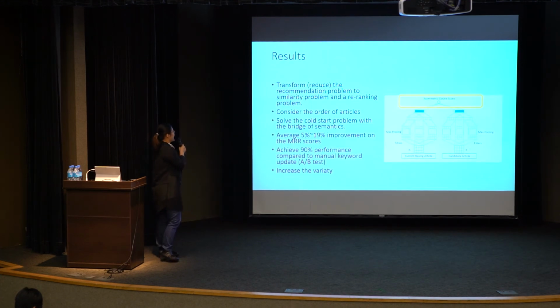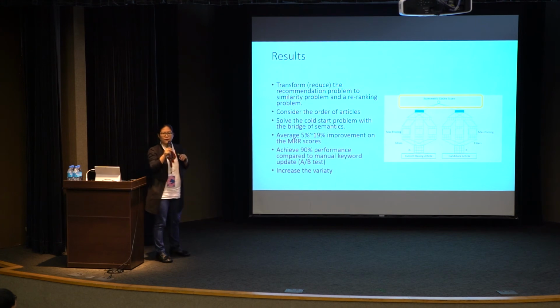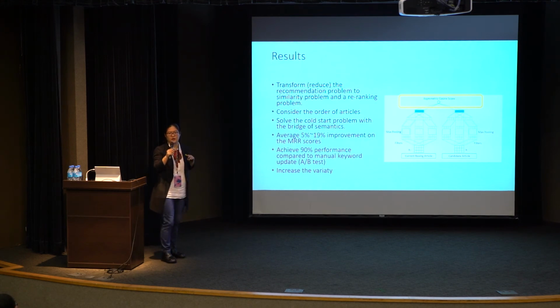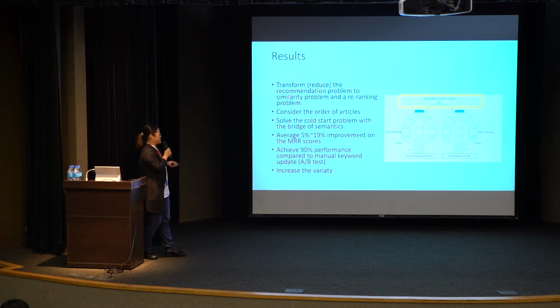So we actually transform this recommendation problem, or you can say reduce it, to a similarity matching problem or a re-ranking problem, because most commercial systems still use an IR-based architecture. We consider the order of articles. It makes our model better. And in our experiment, we achieve an average 5% to 90% improvement on the mean reciprocal rank scores compared to the state-of-the-art item-based model. And we even did an A/B test in a real system, and we can achieve 90% of the performance of a manual keyword updating system.